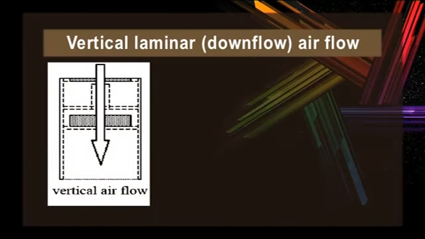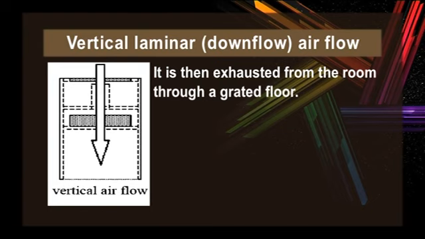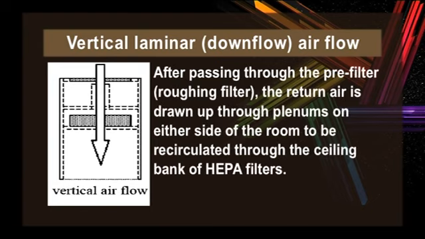Vertical laminar airflow, that is, downflow. The vertical laminar airflow class 100 employs the basic downflow principle, in which supply air enters the room through a ceiling bank of HEPA filters and flows downward toward the floor in a laminar fashion. It is then exhausted from the room through a grated floor. After passing through the pre-filter, that is the roughing filter, the return air is drawn up to the plenums on either side of the room to be recirculated through the ceiling bank of HEPA filters.